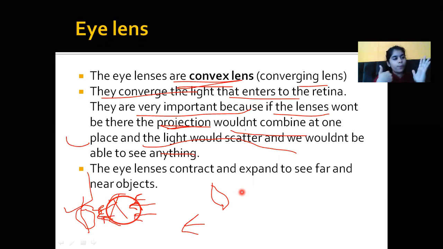If they can't combine, they will all scatter. How will you be able to see the image? Try to understand. Right, you would not be able to see any image. So lenses are the most important thing in your eye.